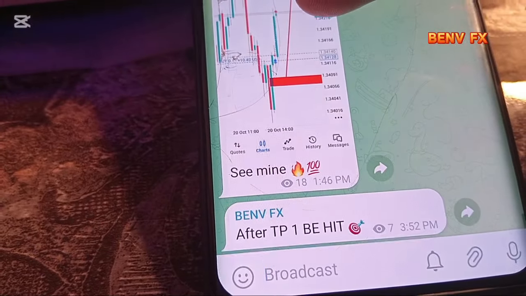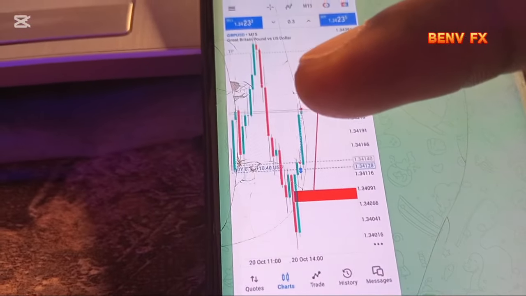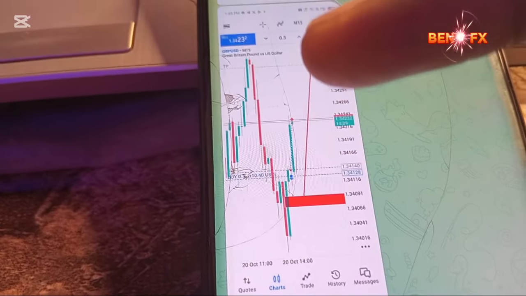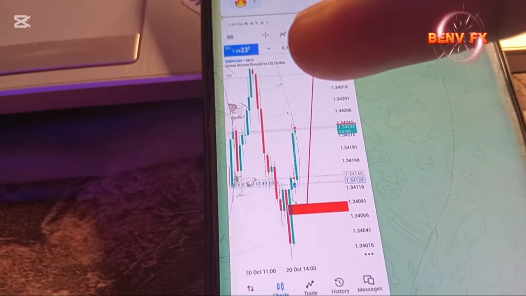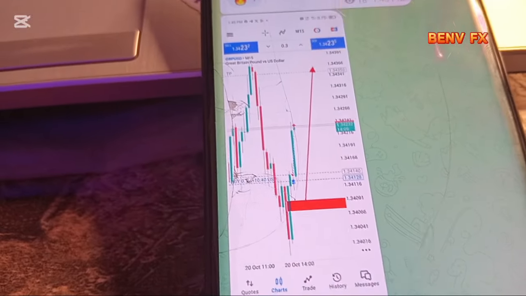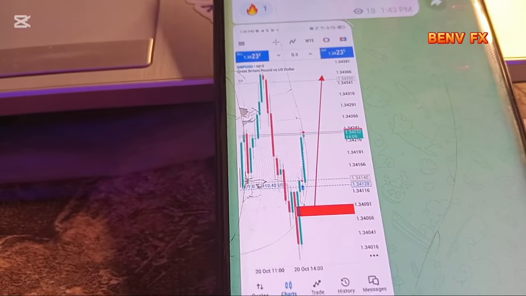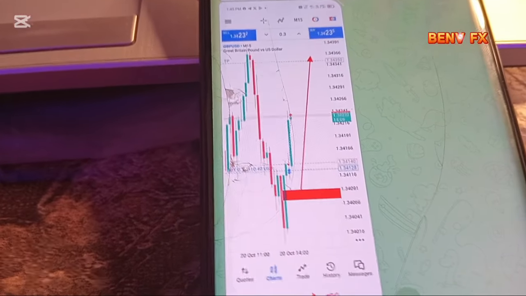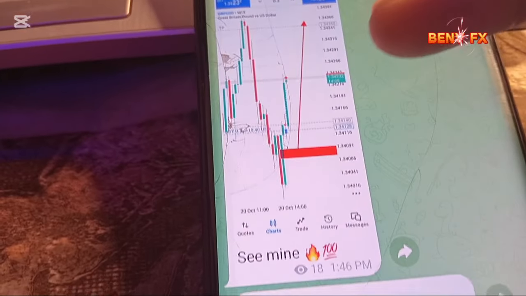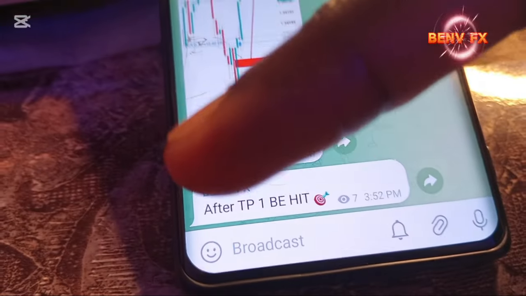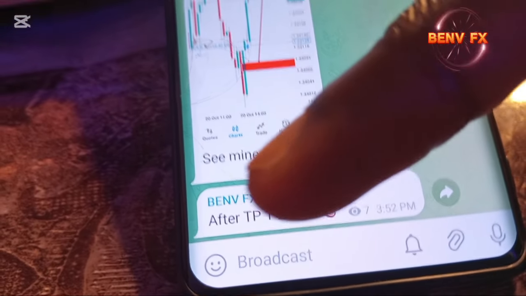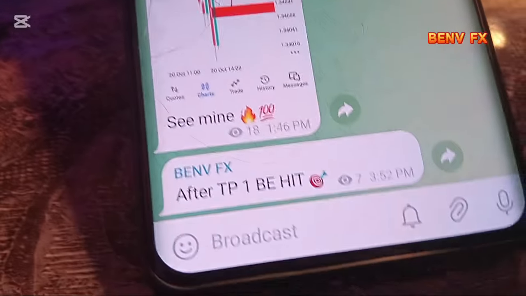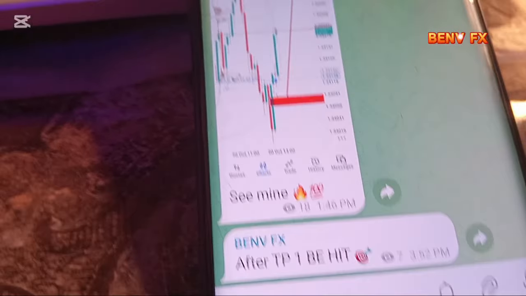So after TP1 hit, the way the candlestick formed, I was expecting it to go all the way to this particular area, but because of the bearish engulfing candle I was seeing from the 1 hour time frame, I said let me put it on break even. So after TP1, BE hit, you understand, I gave them the update immediately.